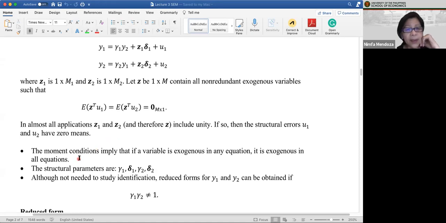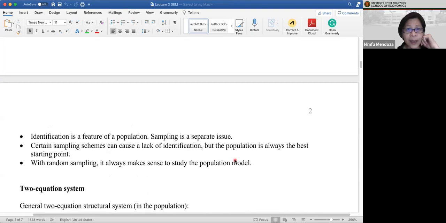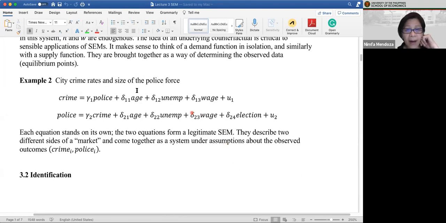Note that these are the moment conditions. So we have 2m moment conditions. They imply that if a variable is exogenous in any equation, it is exogenous in all equations. So for example, if age is exogenous in the first equation, it is also exogenous in the second equation.